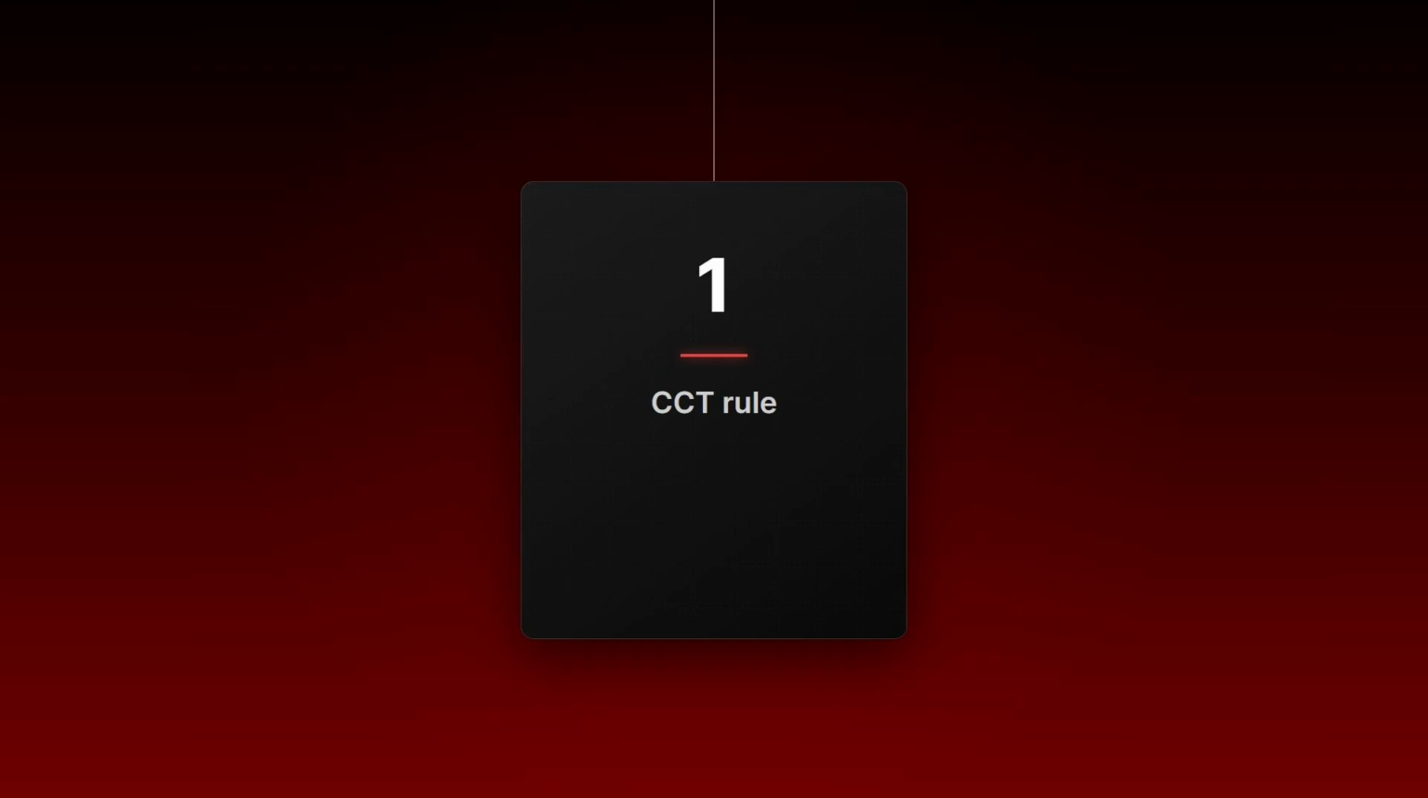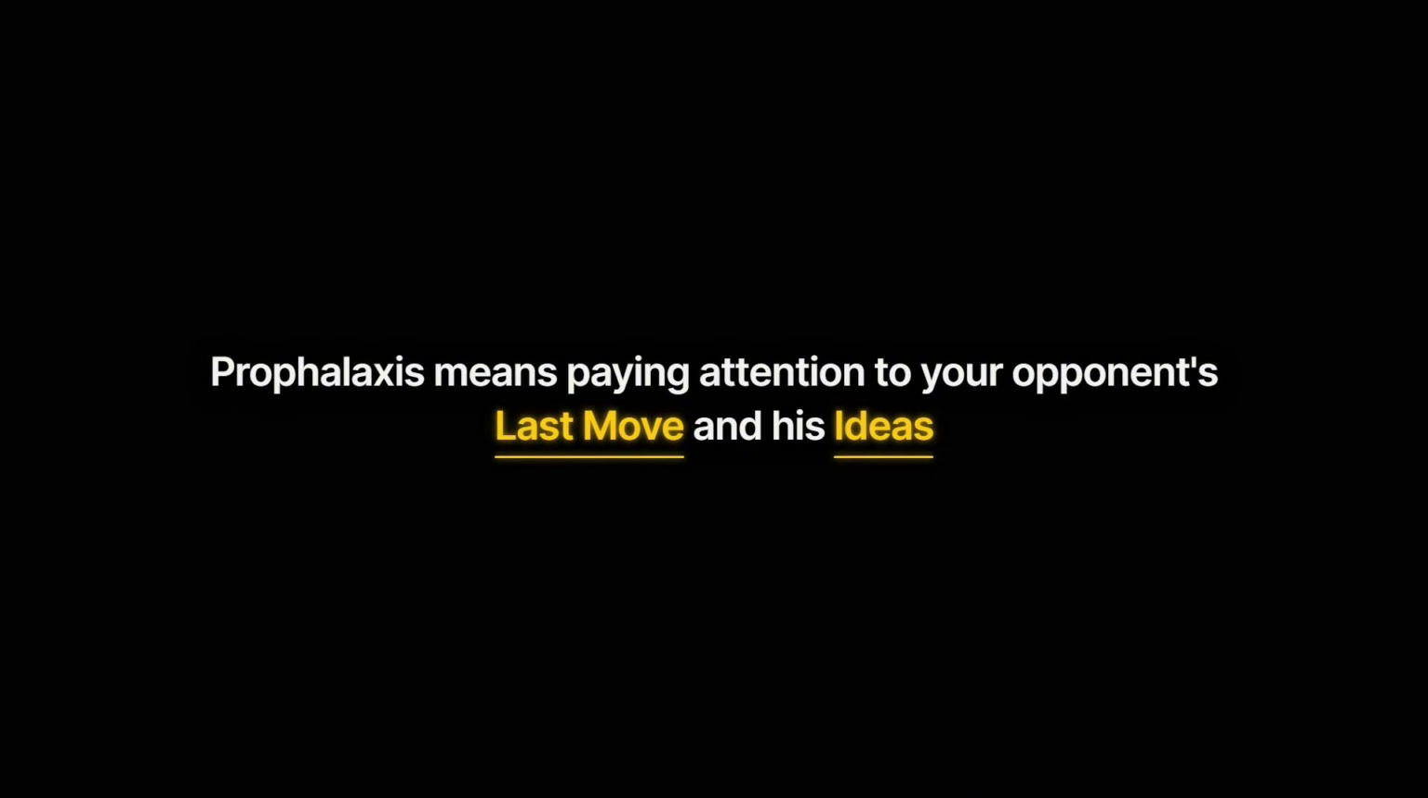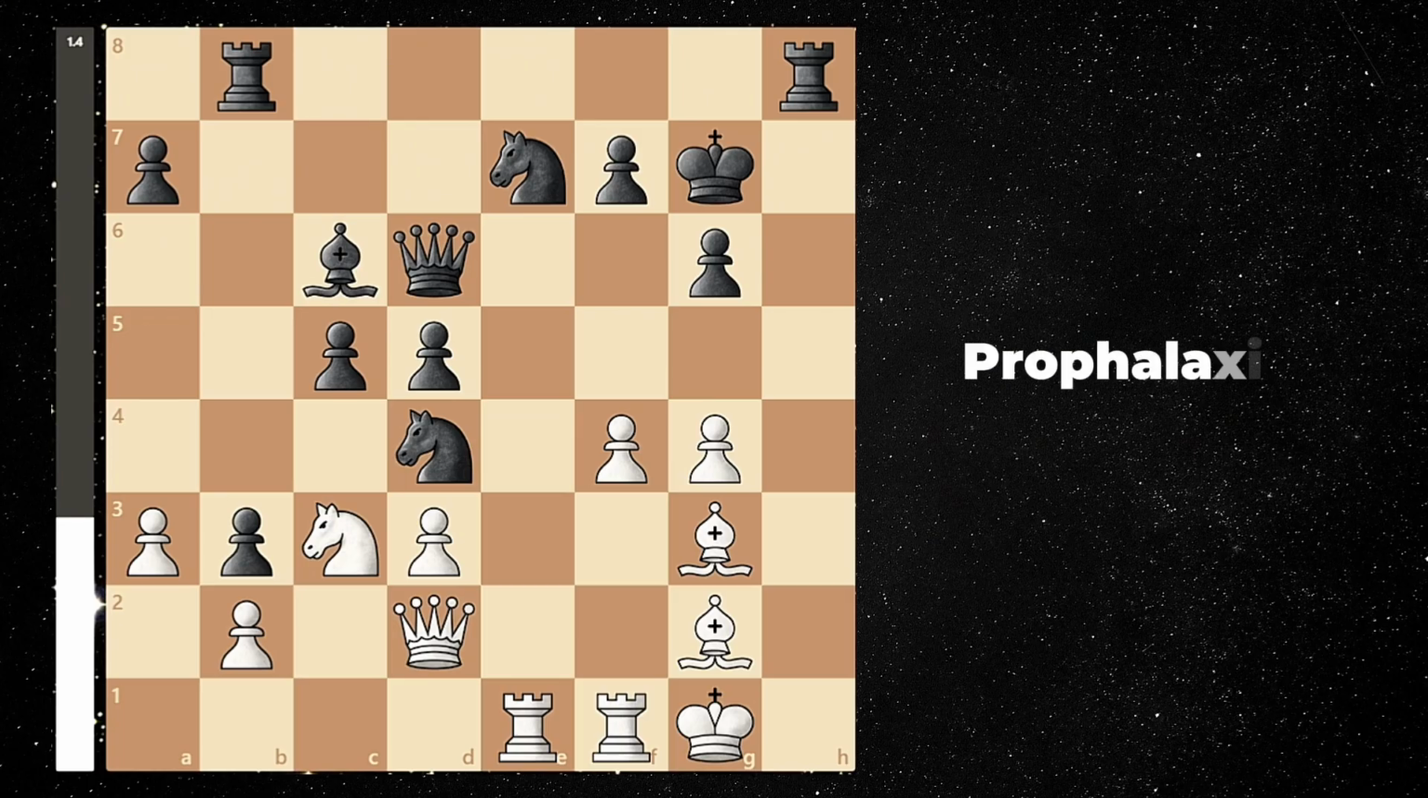The second step of the framework brings us to this concept called prophylaxis. Prophylaxis means paying attention to your opponent's last move and his ideas. Let's break it down. This is a crucial position in a final round game between 2 grandmasters. Whoever wins this game will win first place in the tournament. White has just played the move bishop to g3, preparing the f5 break. However, Black for some reason decides not to take it seriously, and he's only focused on creating his own threats and does not focus on his opponent's ideas.